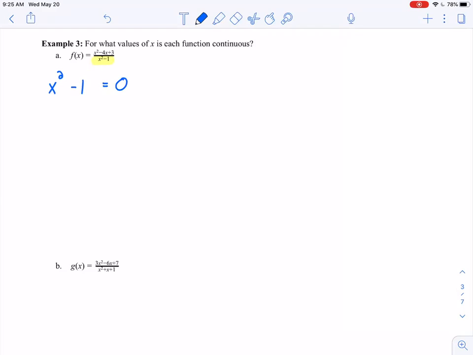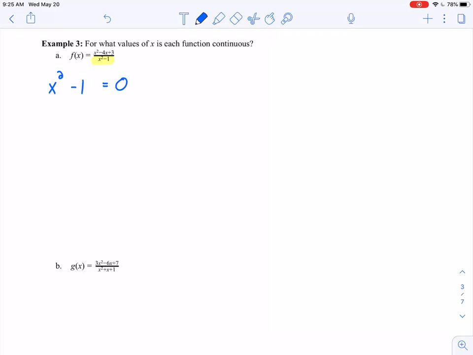Now if it asks, hey, what type of discontinuity do we have, then we might be concerned about what the numerator looks like, because that would tell us whether we have a hole or a vertical asymptote. But here, all I'm looking for is where this function is continuous. So I don't really care what type of discontinuity it is. And then I'm just going to solve this equation. Take my denominator, set it equal to 0, and solve.